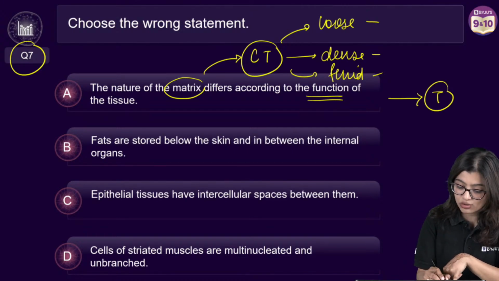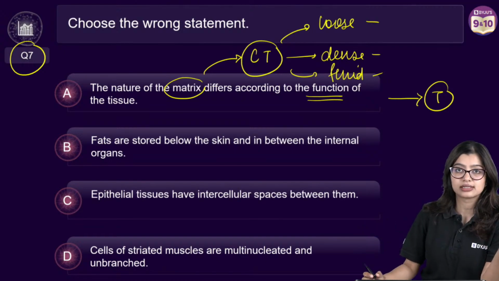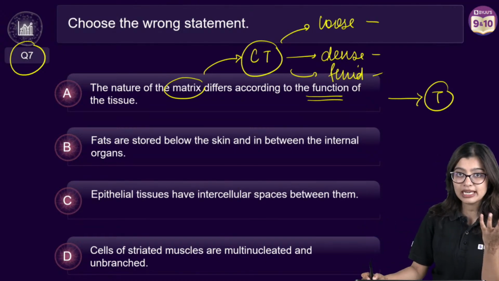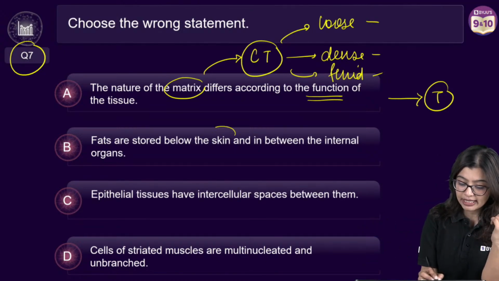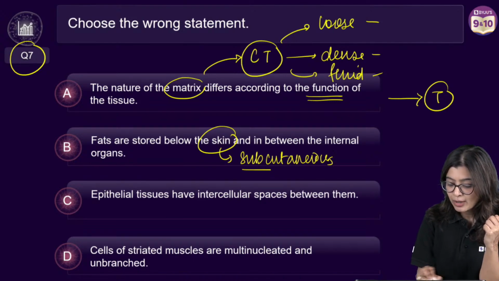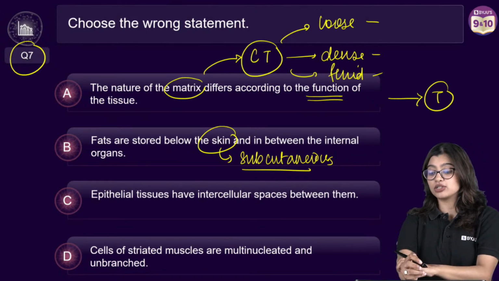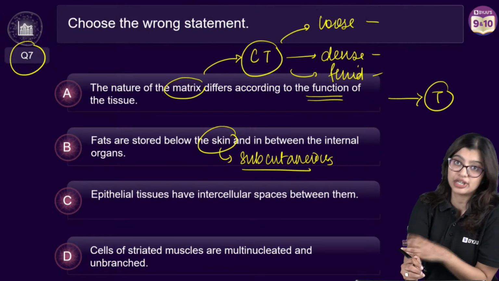Now, fats are normally stored below the skin and between internal organs. Yes, we know that if fat is found beneath the skin, we call it subcutaneous fat, right? And why do we have this? Because the fat, or adipose tissue, is responsible for giving insulation, right?